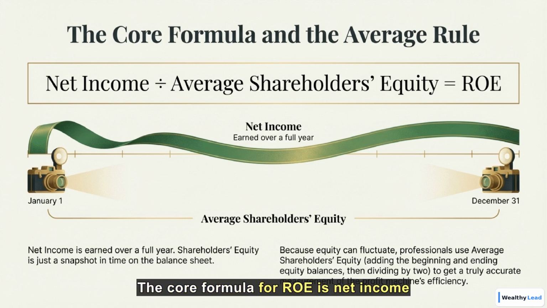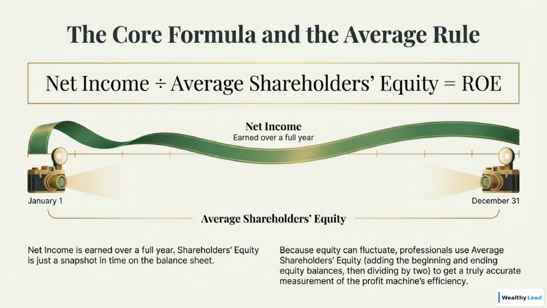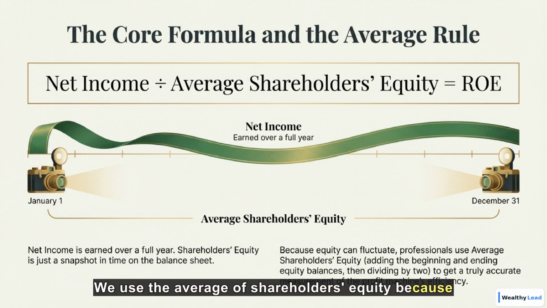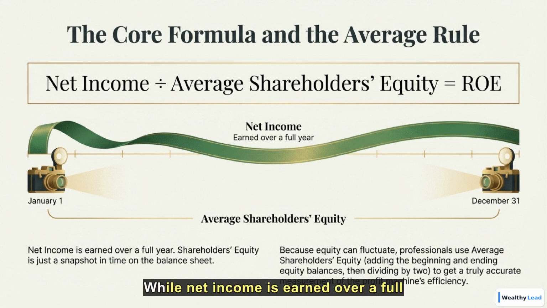The core formula for ROE is net income divided by average shareholders' equity. We use the average of shareholders' equity because equity is a snapshot, while net income is earned over a full year, ensuring a more accurate measurement of efficiency.